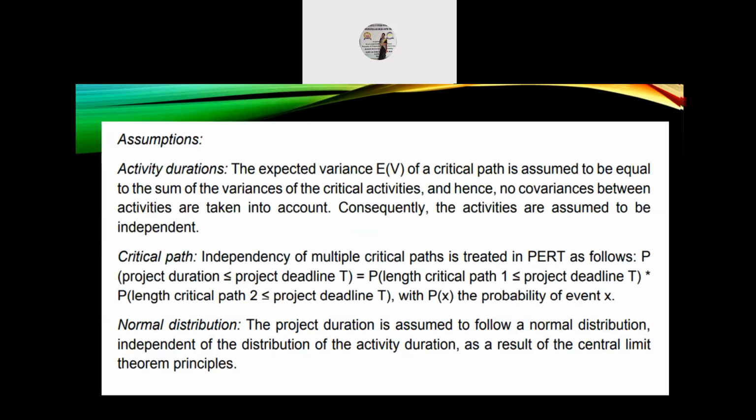Assumptions. Activity durations: the expected variance E(V) of a critical path is assumed to be equal to the sum of the variances of the critical activities, and hence no covariances between activities are taken into account. Consequently, the activities are assumed to be independent. Critical path: independency of multiple critical paths is treated in PERT as follows. Next, normal distribution: the project duration is assumed to follow a normal distribution independent of the distribution of the activity duration, as a result of the central limit theorem principles.